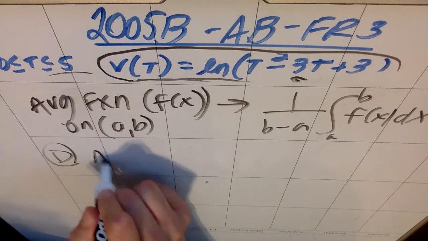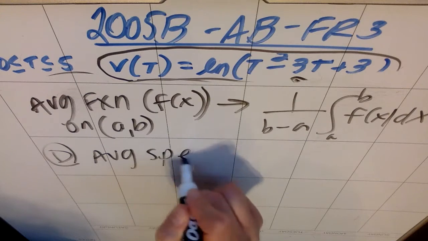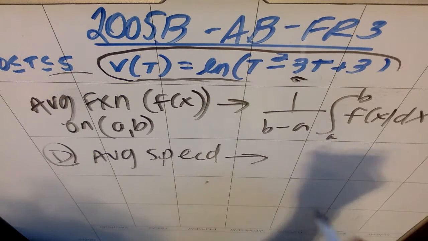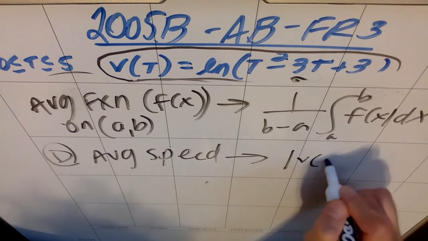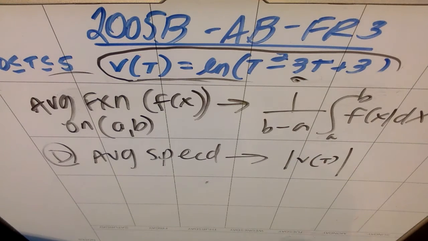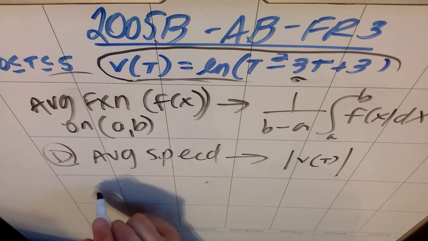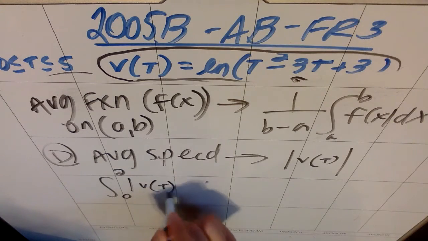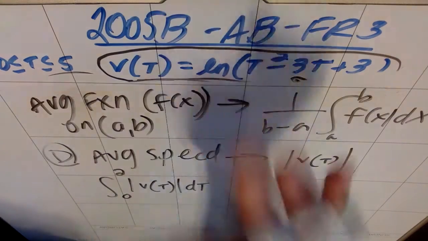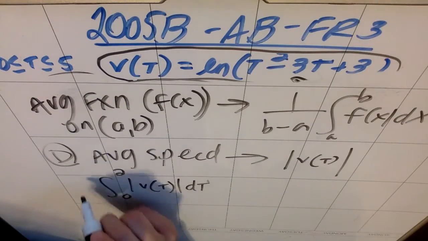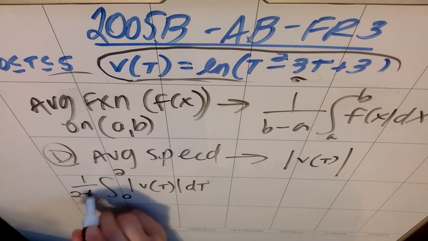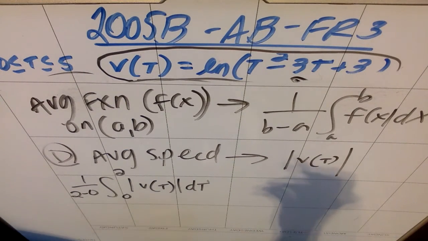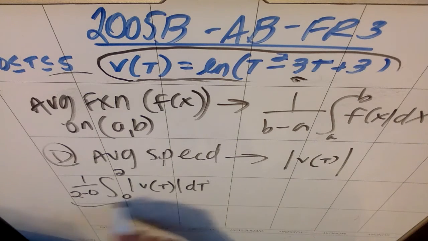In part D, you were asked to find the average of the speed. Well, that means that you need to know what speed is. And in this case, the speed is the absolute value of velocity. That's the definition of speed. So what you need is the integral from 0 to 2 of the absolute value of v of t dt, times 1 over 2 minus 0. My bad. So this is the setup you need to have.